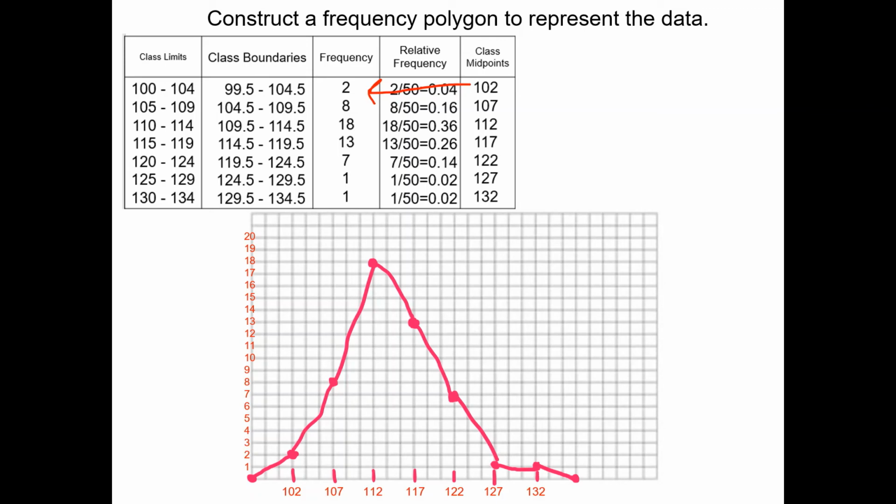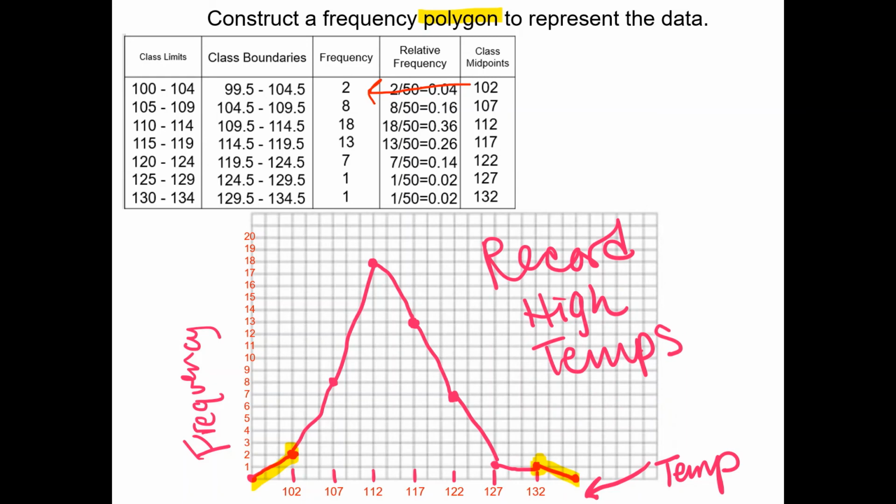But the biggest thing to note is that this is all connected to the x-axis, that first data point and that last data point, and that's why we call it a frequency polygon, because polygons are closed shapes that have multiple sides. So we're creating a shape that's brought back down to the x-axis, okay? And always, always, always remember to label your graph. So our y-axis is frequency, our x-axis was temperatures. We used the midpoints, but those numbers are representing a temperature, and then the title of our whole graph can be record high temps, okay?